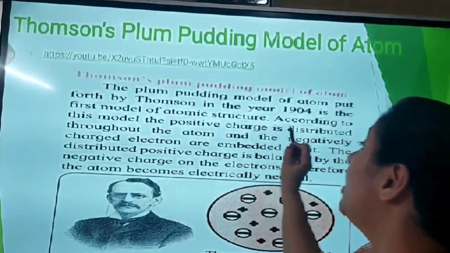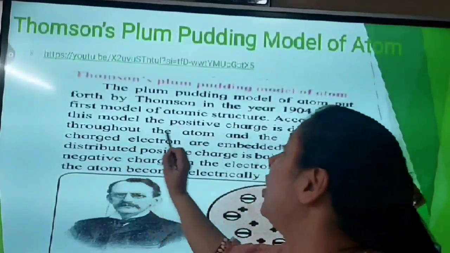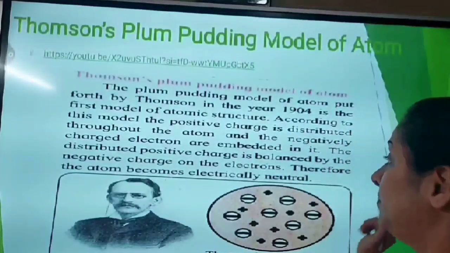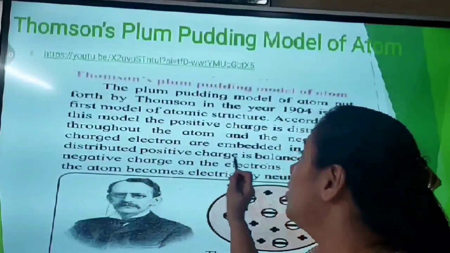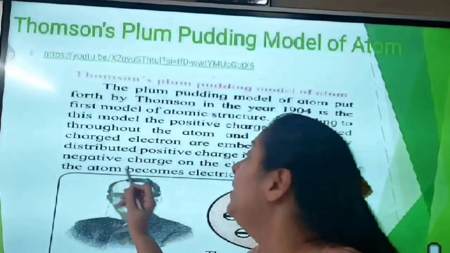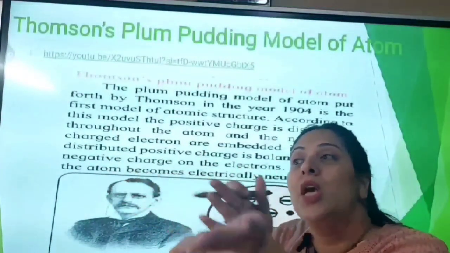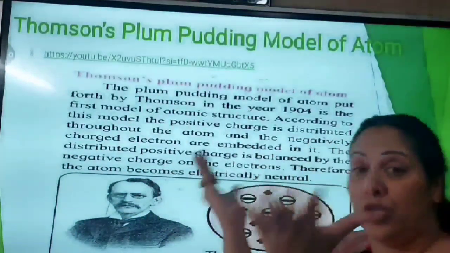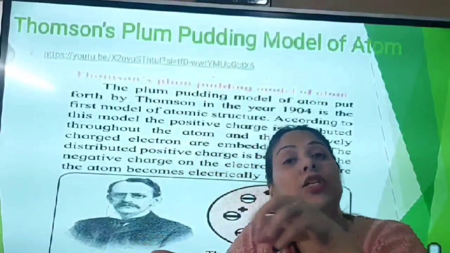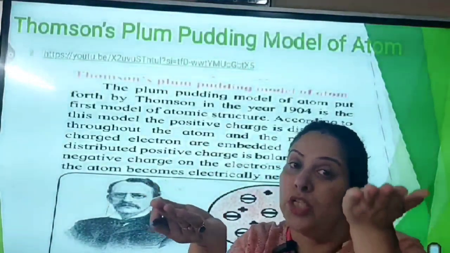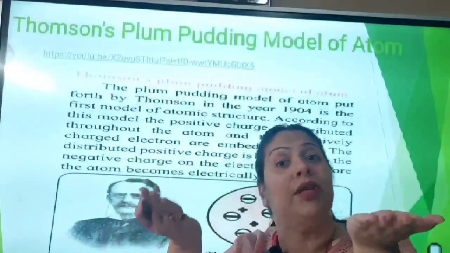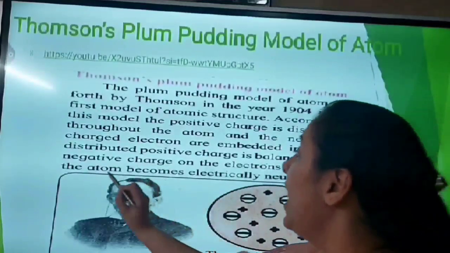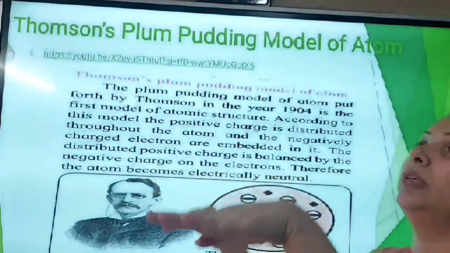So according to this model, the positive charge is distributed throughout the atom and the negatively charged electrons are embedded in it. The distributed positive charge is balanced by the negative charge. So both are equal. As much positively charged distribution there is, there are just as many negatively charged particles. So positively charged protons were equal to the negatively charged electrons. Therefore the atom becomes electrically neutral.